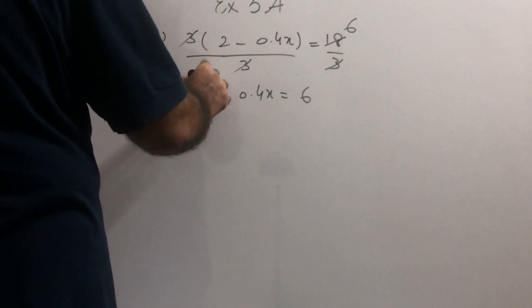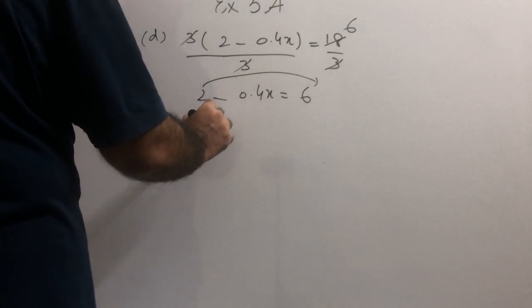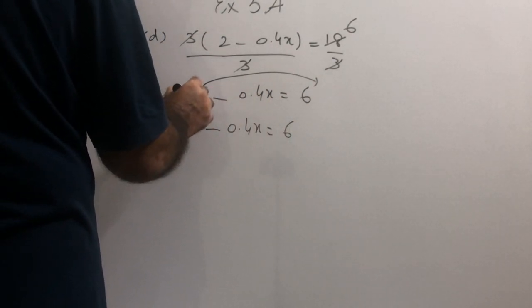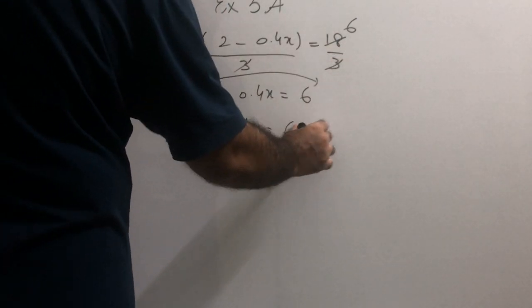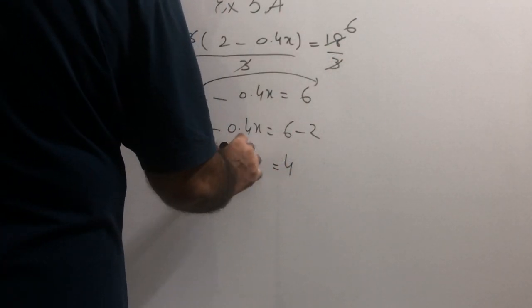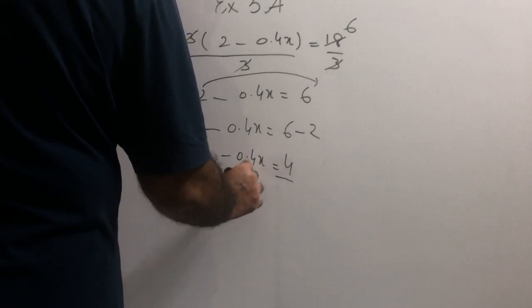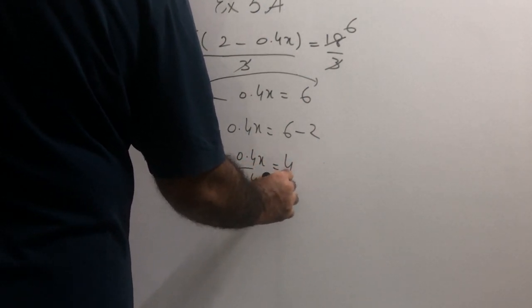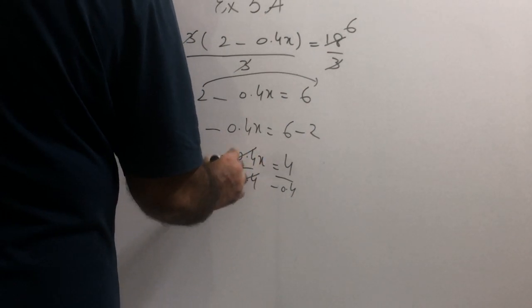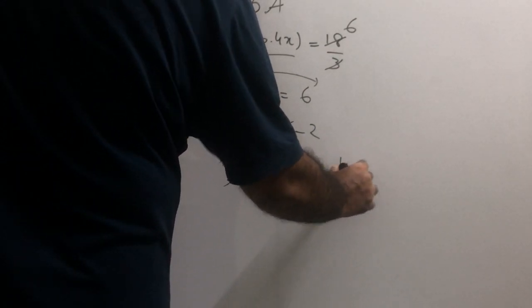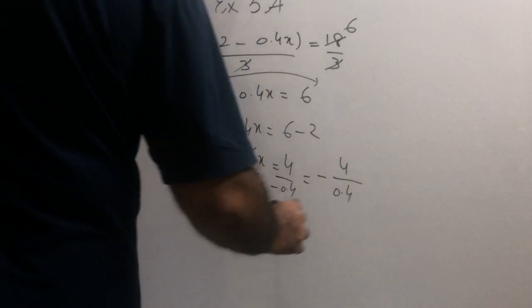We will like to shift this to the other side. We are left with minus 0.4x. 6 has plus 2; when it goes to the other side, it becomes minus 2. It becomes 4, so 4 is equal to minus 0.4x. We'll divide both sides by minus 0.4. It is gone. This is gone. So this is minus 4 over 0.4.